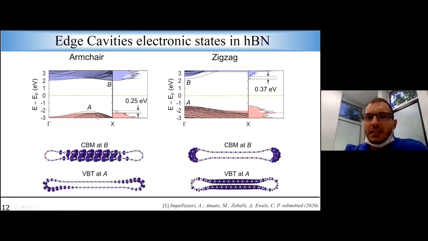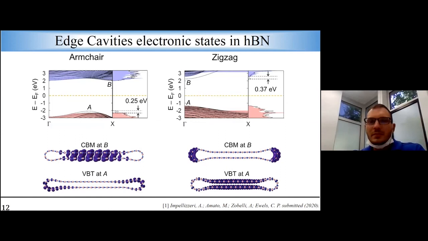And these additional states seem to be strongly associated with the existence of edge cavities, as it is possible to observe in the real space representation of the wave function distribution. At this point, it's very interesting because, considering this flattening deformation, we found an additional way to reduce the large band gap of hexagonal boron nitride, usually considered to be nearly equal to 6 eV.